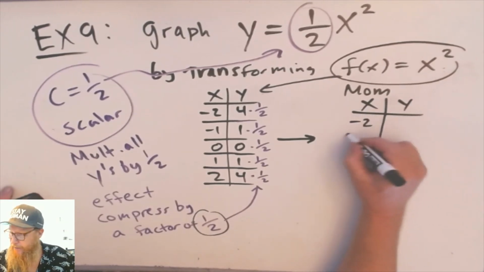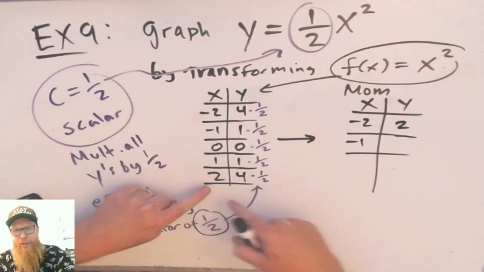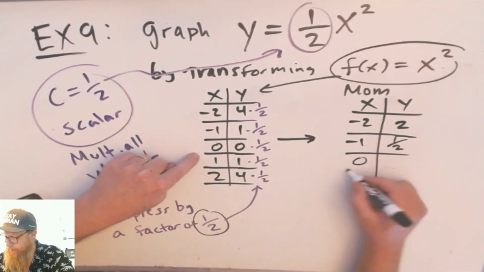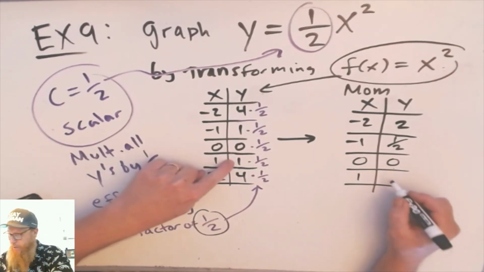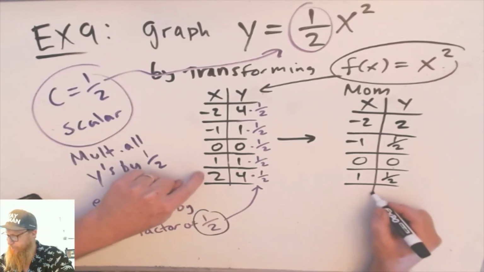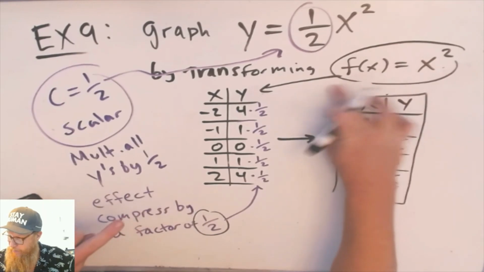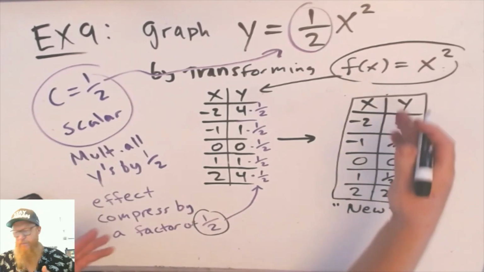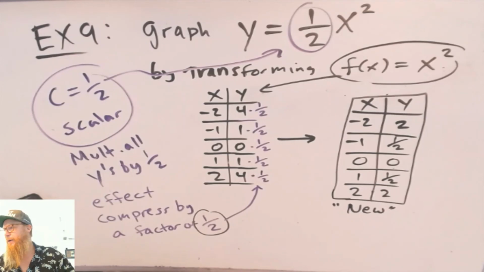So you get 4 times 1/2, that's 2. Notice the x's are not changing. They're going to be the same. 1 times 1/2, that's just going to be 1/2. 0 times 1/2, that's still 0. 1 times 1/2 is 1/2 again. And then 4 times 1/2 is 2 again. So this is the new offspring table. It's been compressed or shrunk by a factor of 1/2.